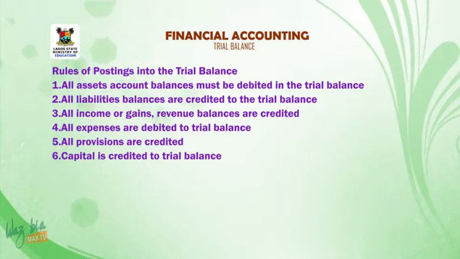Number 1, all asset account balances must be debited in the trial balance. All liability balances are credited to the trial balance. All income or gain, revenue balances are credited. All expenses are debited to the trial balance. All provisions are credited to the trial balance. Capital is credited to the trial balance.